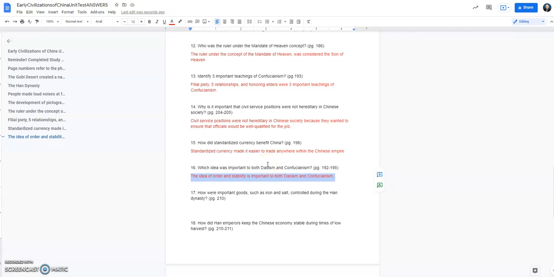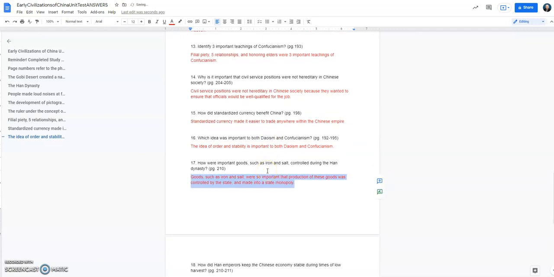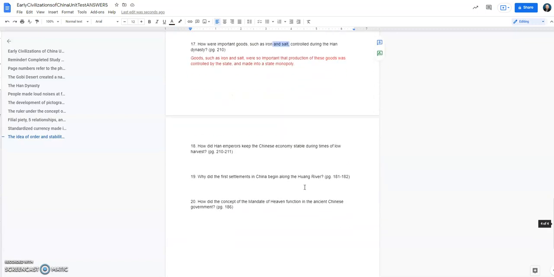17. How were important goods such as iron and salt controlled through the Han Dynasty? There was a monopoly, right? These goods, iron and salt, were so important that the government controlled them. The government owned those goods, and the government controlled them. The government said who could buy them, how much could be sold, how much would be saved for later. So the government had a monopoly or control over these goods because they considered them too important for just anybody to have them.